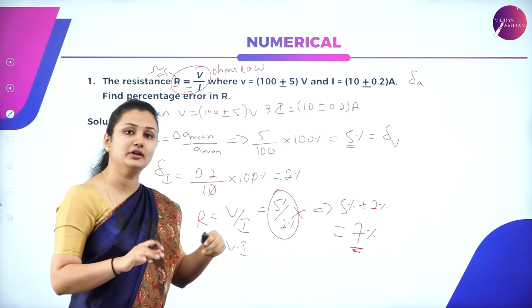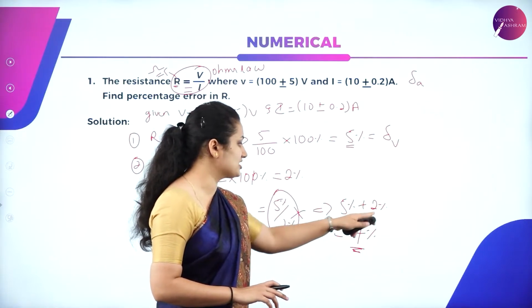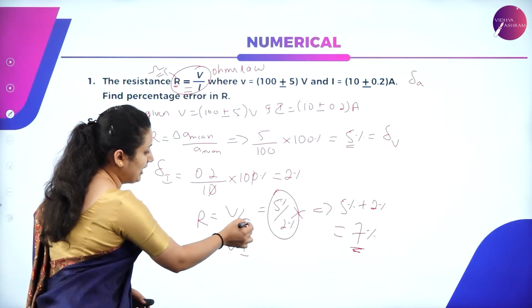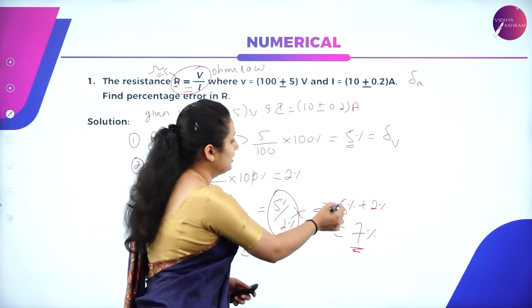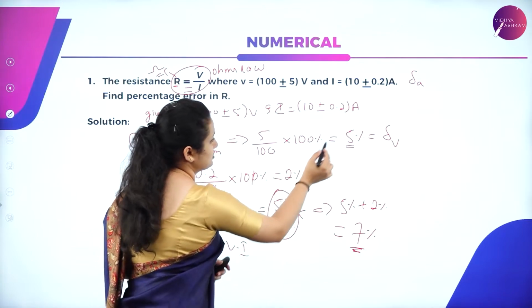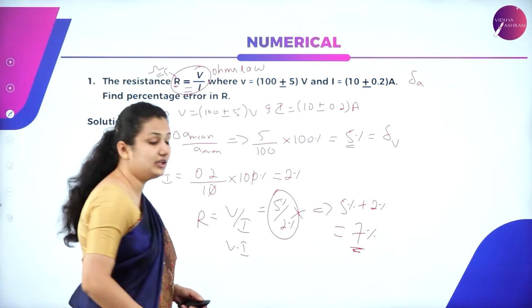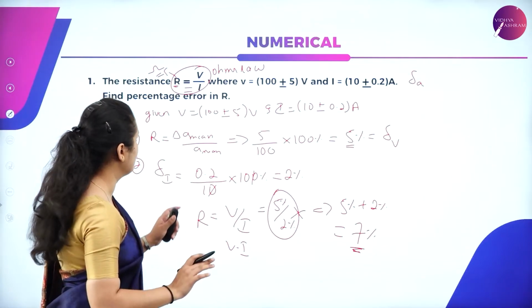In rule 2, we are talking about relative errors. Relative errors will always be added. Even though it is V by I, when it comes to rule 2, it will be the error in V plus the error in I. The two relative errors in the individual quantities are added up, and we get 7% as the percentage error in R.